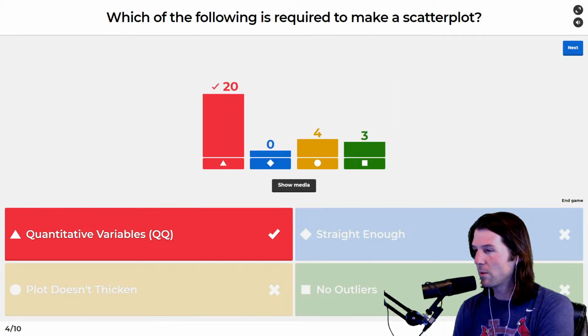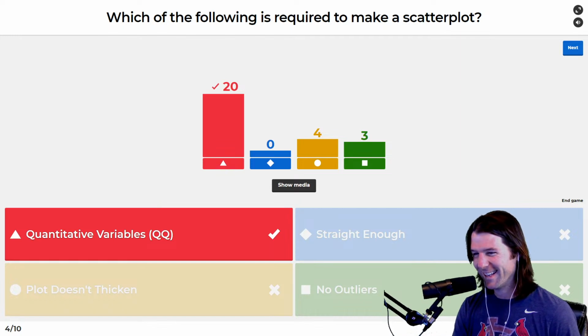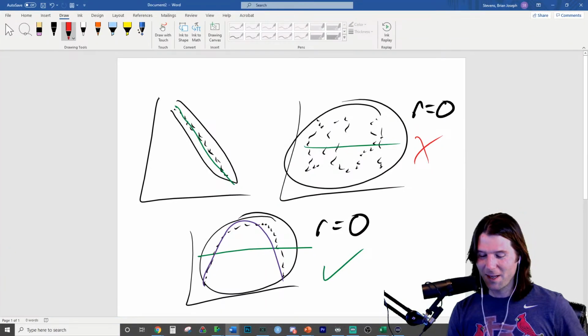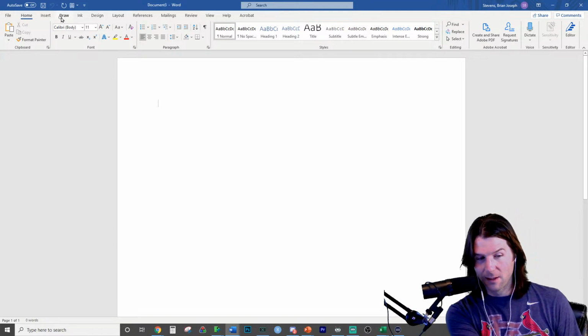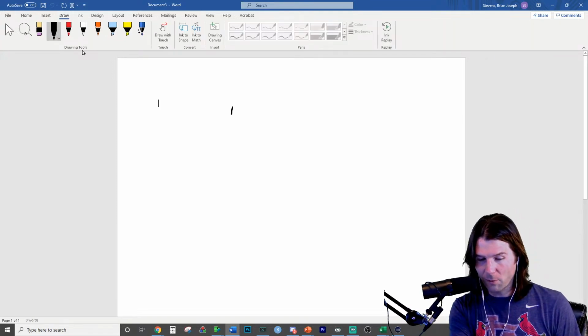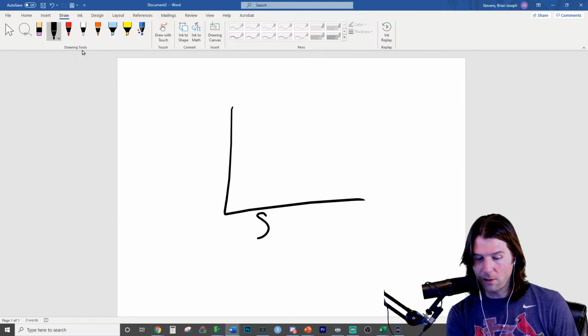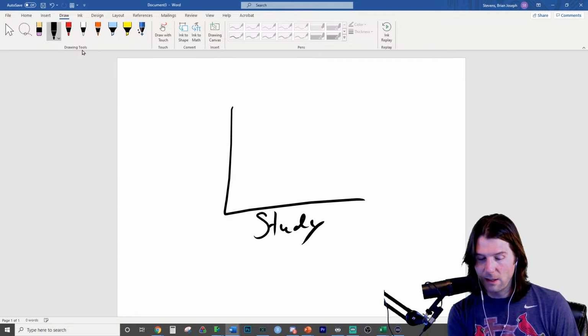QQ. What does QQ mean? When we talk about QQ, maybe you're not in my class, that's all right. People sometimes ask, what the heck are you talking about? QQ: straight enough, no outliers, plot doesn't thicken. When we talk about QQ, we might have a relationship between how long you study for the test and your grade on the test. So what does QQ mean? Everyone help everyone out with QQ.